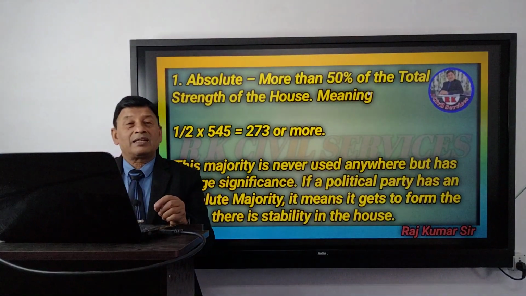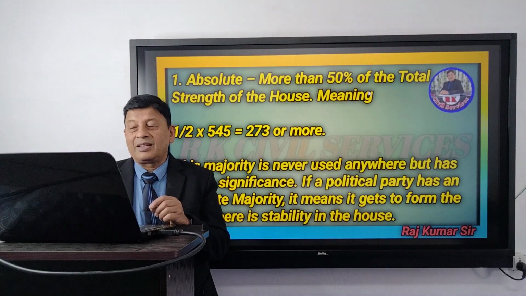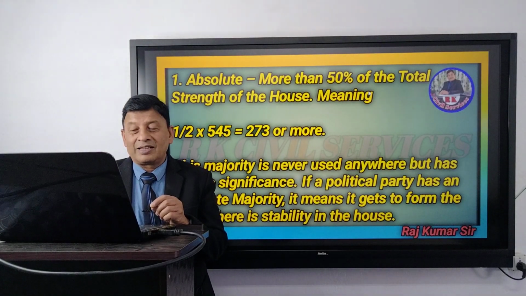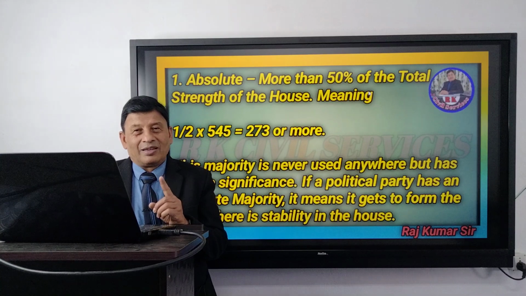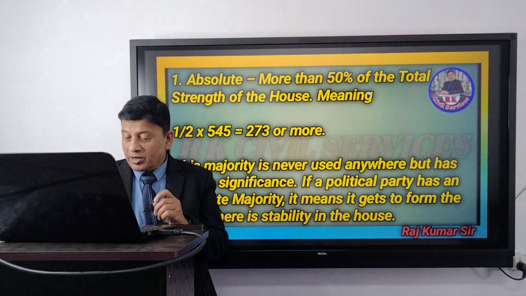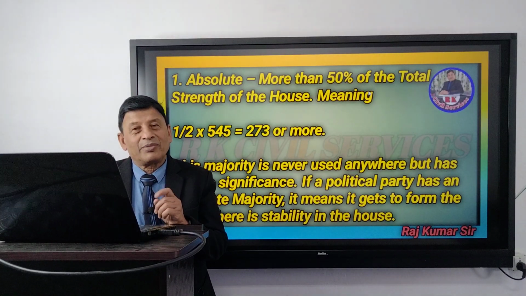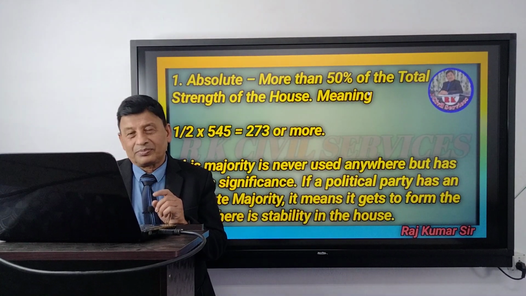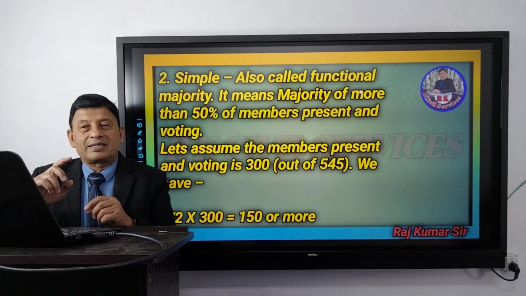If a political party has an absolute majority, it means it gets to form the government. There is stability in the house, right? Very significant point. For the stability and for the formation of the government, a political party must have the absolute majority, right?